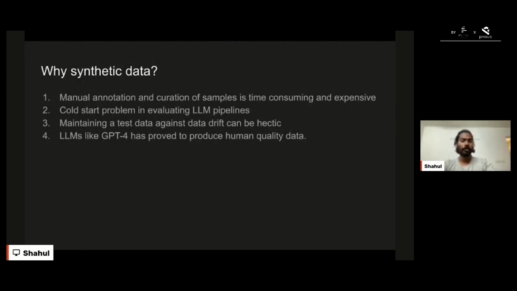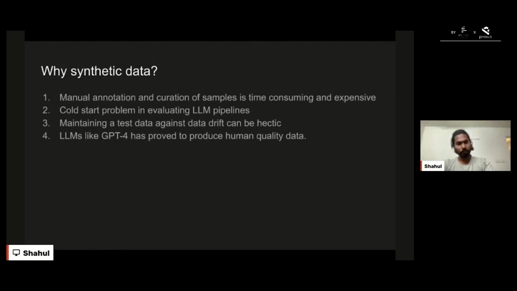Also, there is the cold start problem when evaluating and testing LLM pipelines, where there is no initial data to evaluate, and LLMs can be very effectively used to create data and then use it for evaluation. The third issue is that creating a test set against issues like data drift, with a continuous flow of documents into your pipeline, can be hectic and also very expensive.